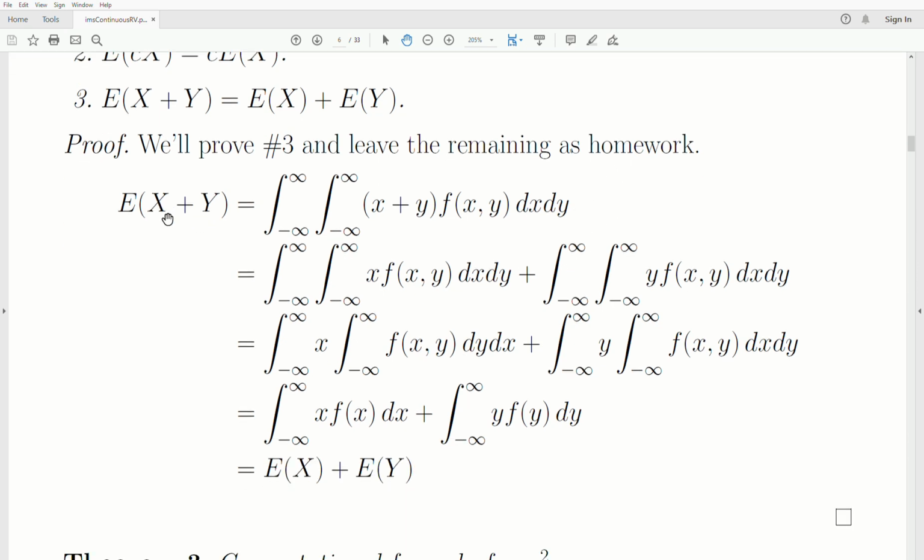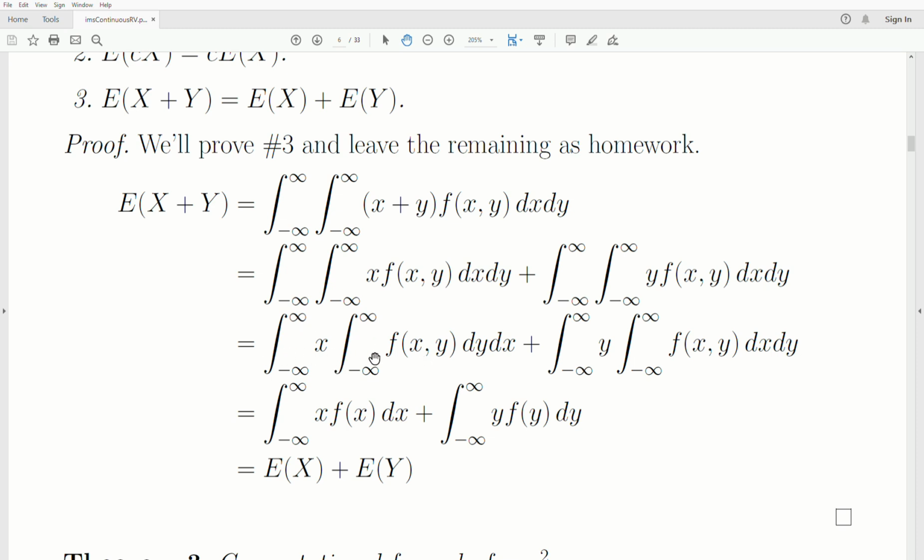The expected value of x plus y. Now notice there's two variables here. So we take that quantity times its density, f of x y, integrated over all possible values of x and y. Let's multiply the density into each value so we get x, and then this is the y. Now, for this second one, since we're integrating x first, we can take the y out of the first integration.